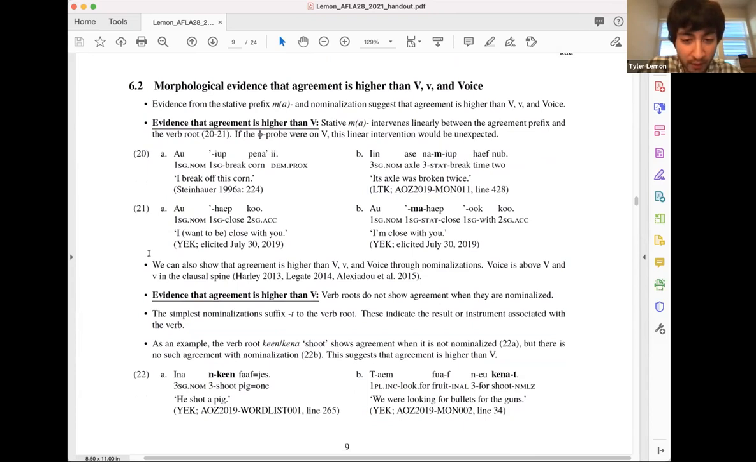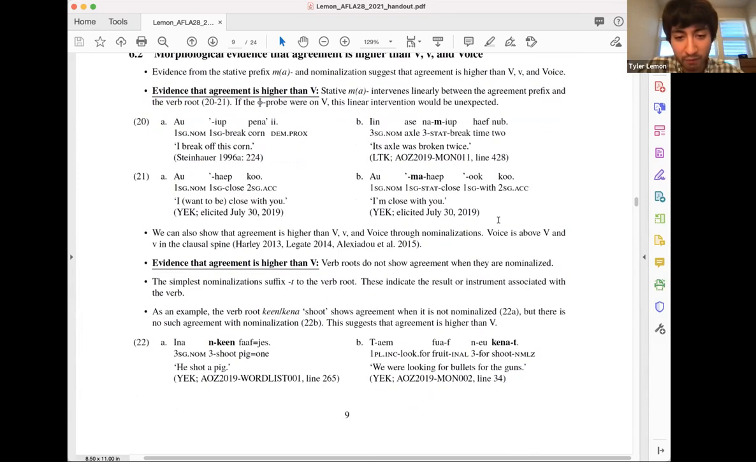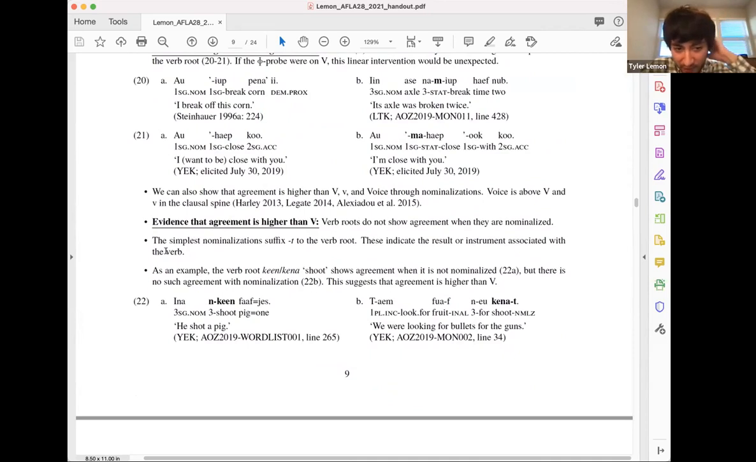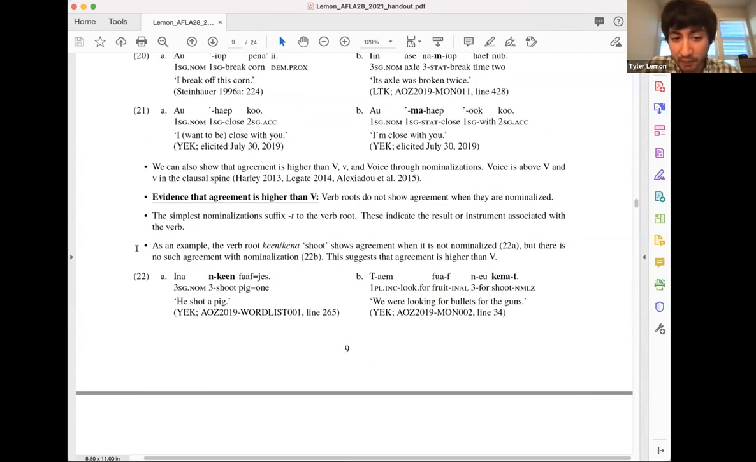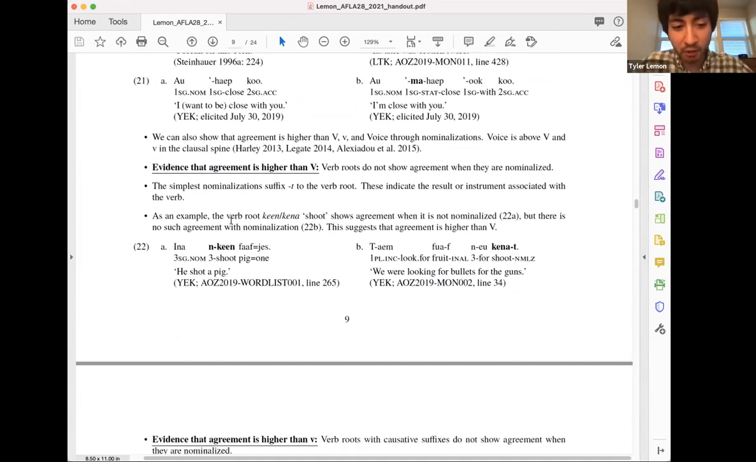You can also show that agreement is higher than big V, little v, and Voice through nominalizations, where of course I'm assuming that Voice is higher than big V and little v. So first, evidence that agreement is higher than big V again. Verb roots don't show agreement when they're nominalized. So the simplest nominalizations suffix t to the verb root, and these indicate the result or instrument associated with the verb. So here's the verb root ken/kena in 22. If you use it as a verb, inan ken fafjes, you have to agree. But if you nominalize it, you turn that into kenat, which means gun. You don't have any more agreement.